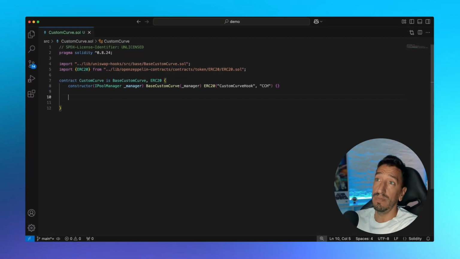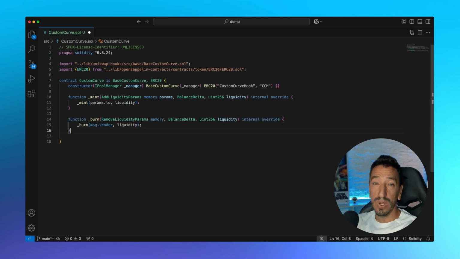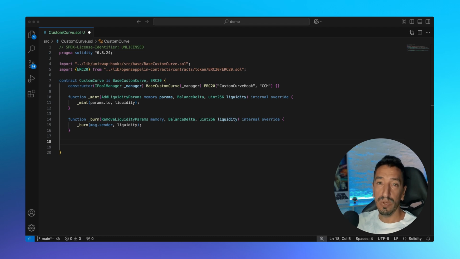Let's explore the code. When inheriting from BaseCustomCurve, you need to override some functions. First, the constructor that is always the same as in the previous examples, but adding also the constructor override for the ERC20. Then we have the liquidity token related functions that handle the minting and burning of the liquidity tokens when the liquidity is added or removed.